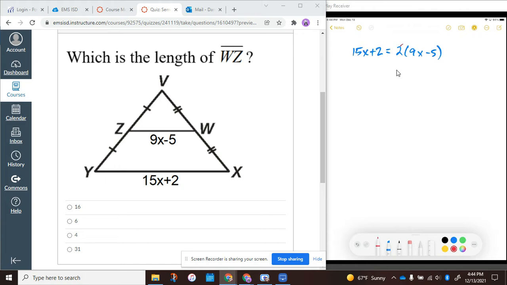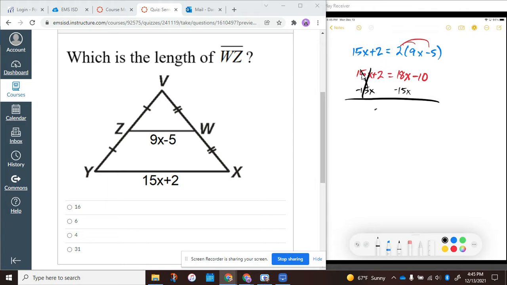We're going to distribute this and turn it into 15x plus 2 equals 18x minus 10. Then we have to move everything around so all of our x's are on one side of the equal sign and all of our constant numbers are on the other. I'll take care of the x's first. I'm going to move the smaller x value over by subtracting it, so we don't have to deal with any negative numbers. Minus 15x on both sides.